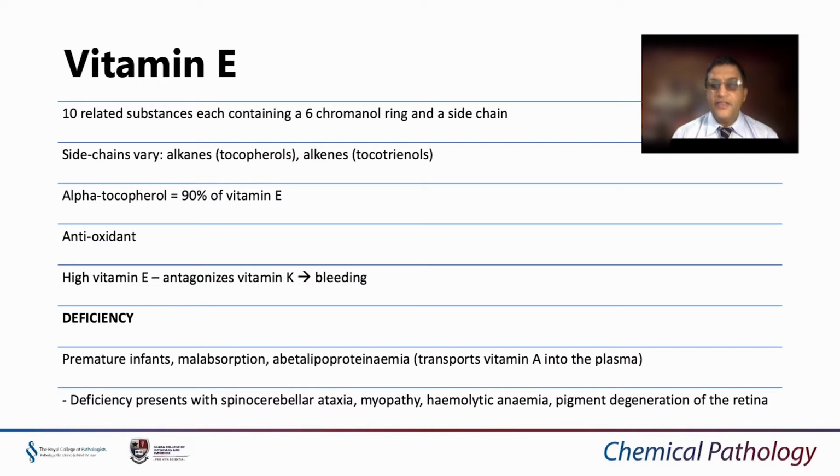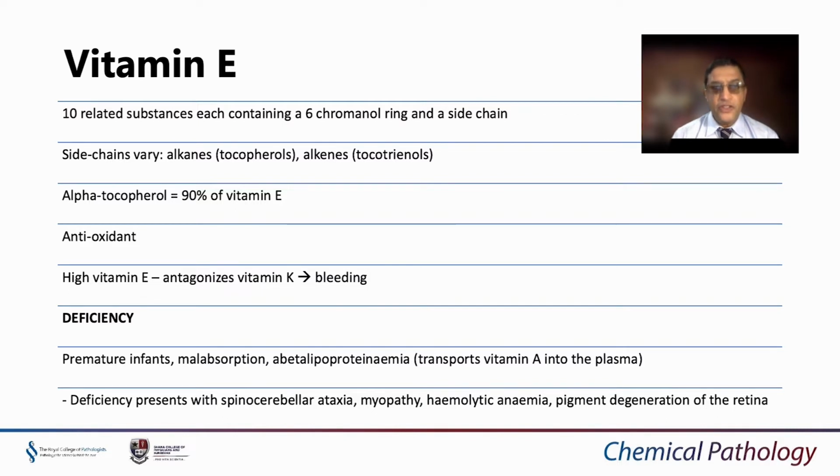Vitamin E. Vitamin E consists of 10 related substances, each containing a 6-chromanol ring and a side chain. The side chains can vary. Alkanes or alkenes can give rise to tocopherols and tocotrienols respectively. Alpha-tocopherol is the dominant vitamin E moiety in circulation and constitutes about 90% of the total vitamin E metabolites.